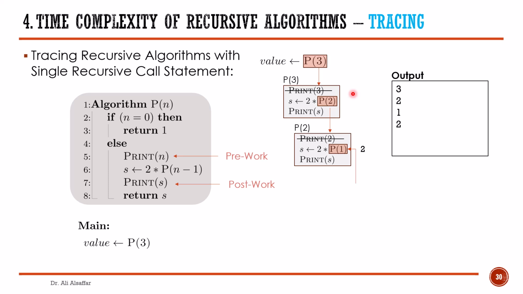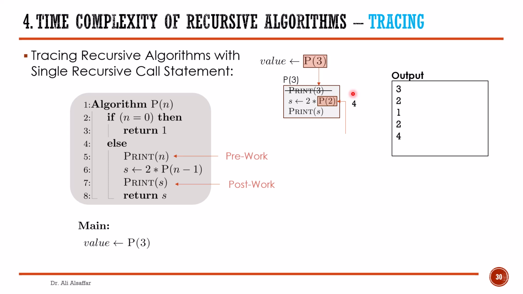We are now back inside P2. Multiply P1, which is equal to 2, by 2. The result is 4. Assign it to the variable s, print it on the screen, and return back to the previous recursive call, returning 4 to the call P2.